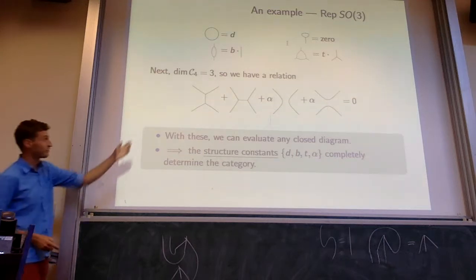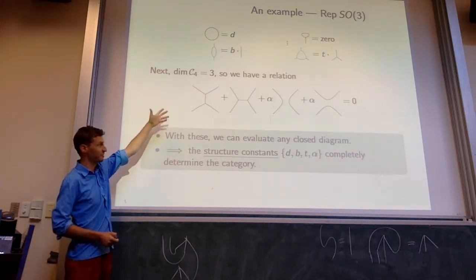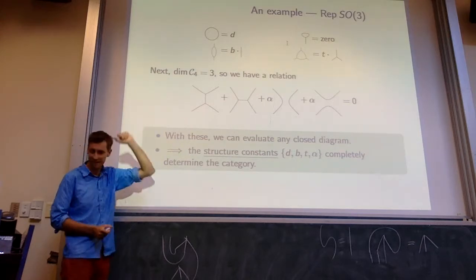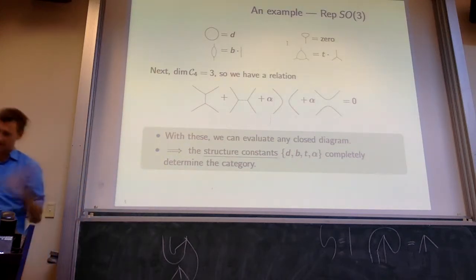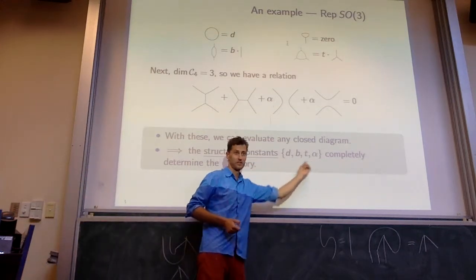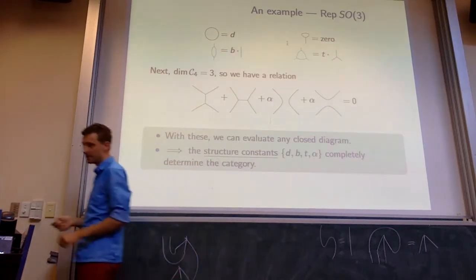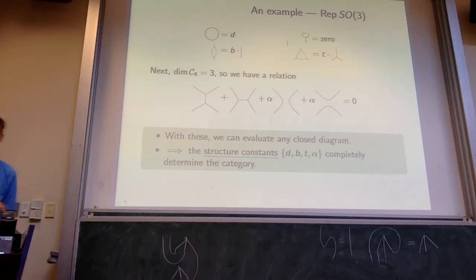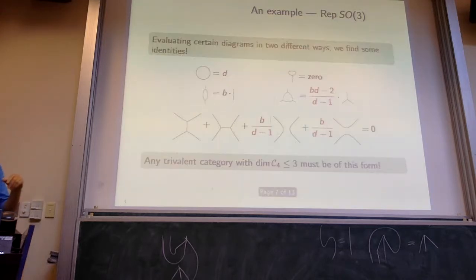Finally, looking at the four box space, you can see from SO(3) that it's a three dimensional space, so four diagrams have to satisfy a relation. And it's relatively easy to see that with this list of relations here, you could take any closed trivalent graph, use these relations to calculate its value as a multiple of the empty diagram, and that value would just be some polynomial in the structure coefficients d, b, t, and a. So in particular, the values of those coefficients completely determine any trivalent category that has the same dimensions as SO(3).